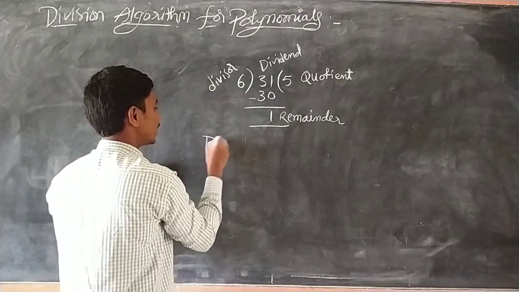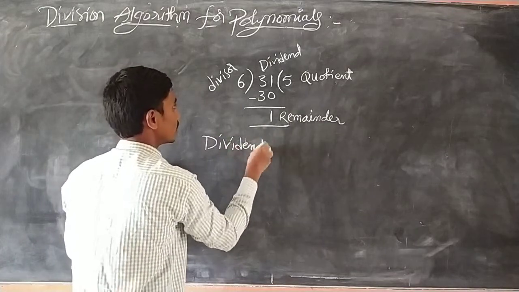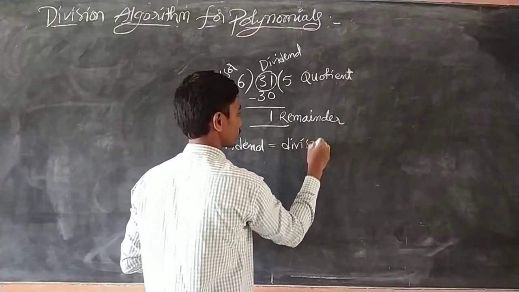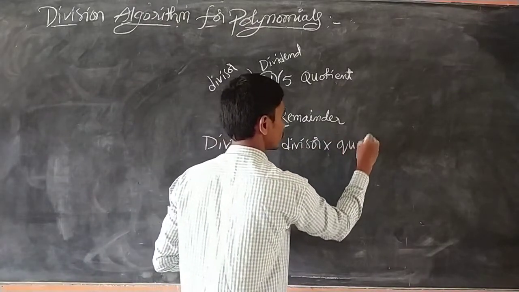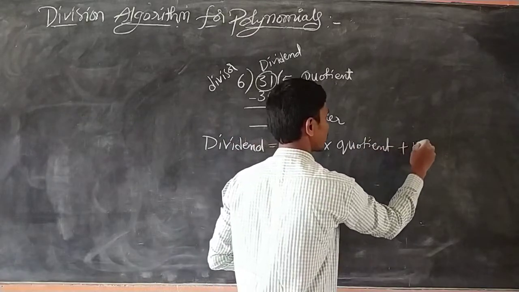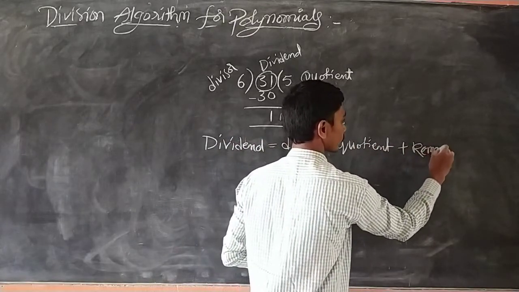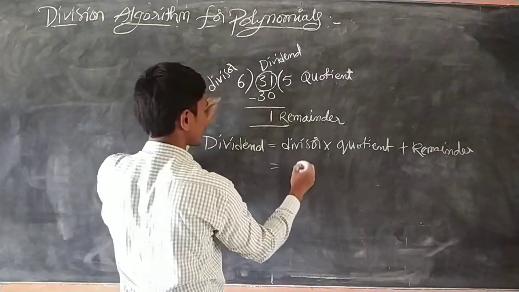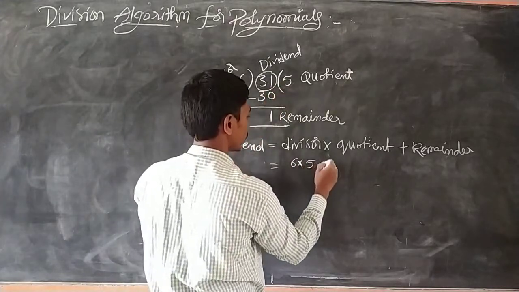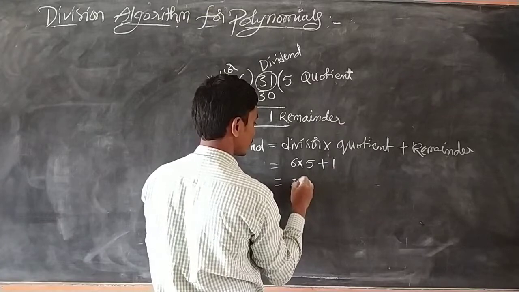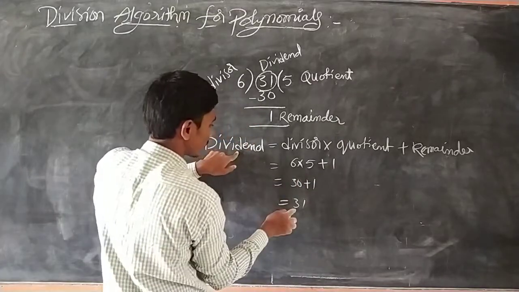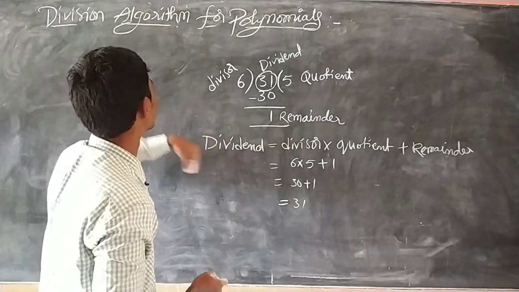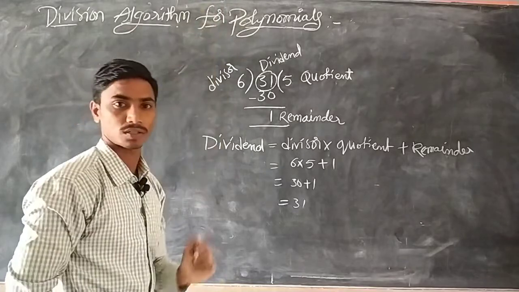So what is the division algorithm in the category of Euclid? Division algorithm is dividend is equal to the divisor into quotient plus remainder. You can check. Divisor how much? 6 into quotient how much? 5 plus 1. 6 5s are 30 plus 1, that is equal to 31. Dividend is equal to 31. So you can apply the same rule for polynomials also.